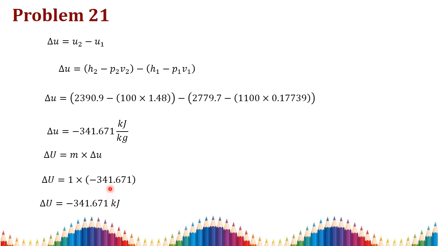So delta U is equal to U2 minus U1. We know H is equal to U plus PV. From that relation we can derive U2 as H2 minus P2 V2 and U1 as H1 minus P1 V1. So substitute all those values. One point we have to remember here: substitute the pressure values in terms of kilopascal. Then delta U is equal to minus 341.67 kilojoule per kilogram. But we need internal energy. This is your change in specific internal energy, so we need the change in internal energy as in the problem. So you have to multiply with mass. Again there is no change, since mass is 1 kg, so the change in internal energy is minus 341.67 kilojoule.